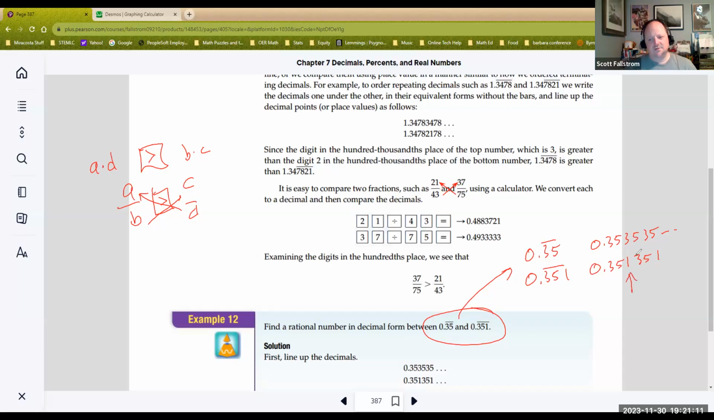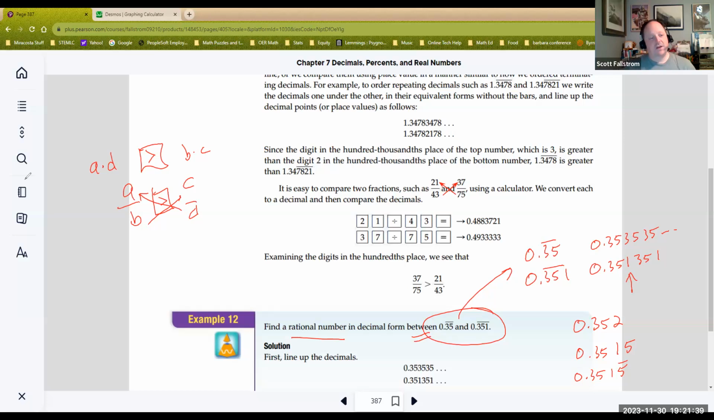And as soon as you do, you'll see where they differ. So if I want you to find a rational number between them, you can put 0.352. That's between them. You could say 0.3515. That's between them. 0.3515, where the 5 repeats, that's between them. As long as it's bigger than the smallest one and smaller than the biggest one, you will find something between.